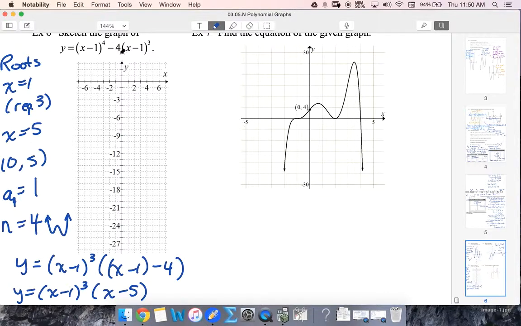1, 2, 3, 4, 5 is up here. Come down, go through it like a cubic. 4, negative 27 is here, back up to 5. Did I put my 4, negative 27 in the right spot? Yes. And try and use a smooth line if you can.